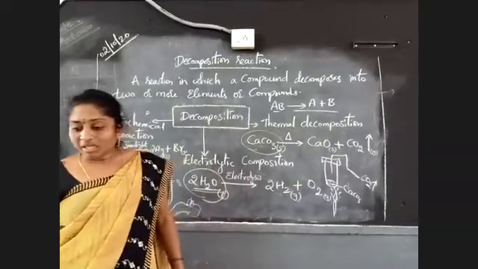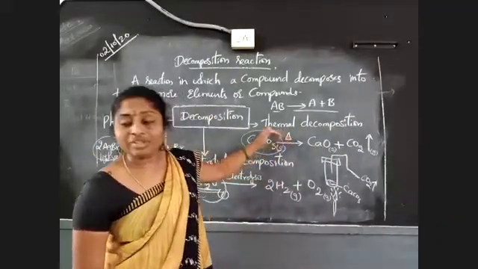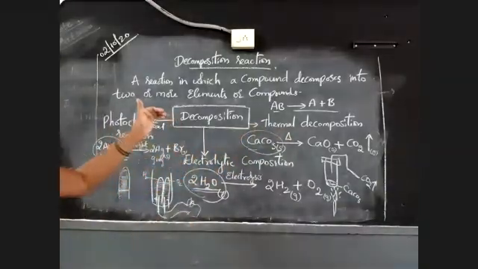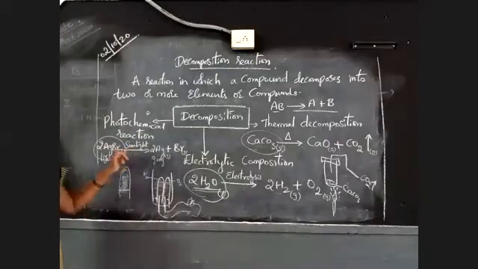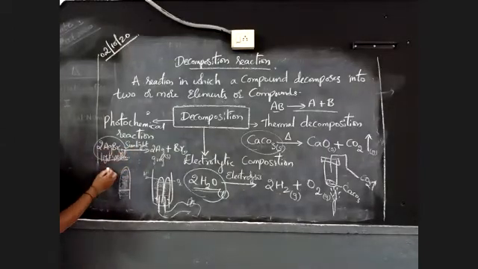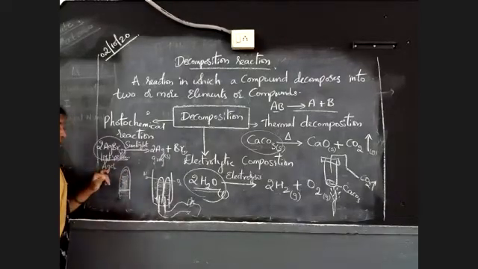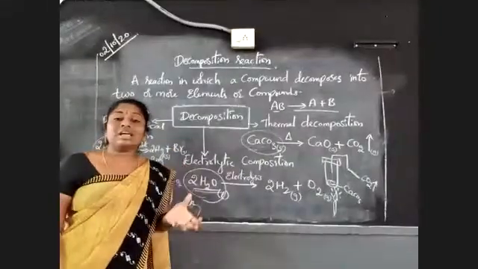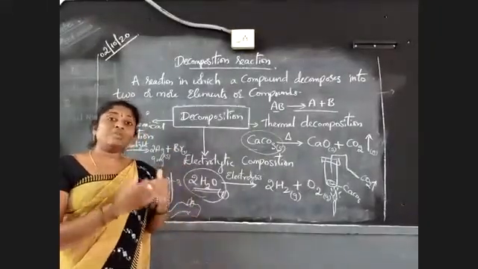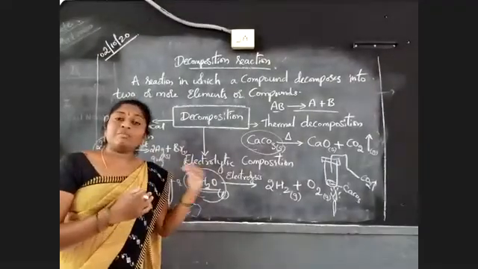Give another example for the photochemical reaction. You can take silver chloride also. Already you have it in your textbook, you can see there silver chloride. Here the silver chloride absorbs the sunlight and it will be split into silver plus chlorine.